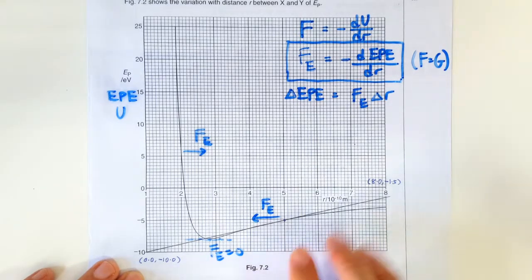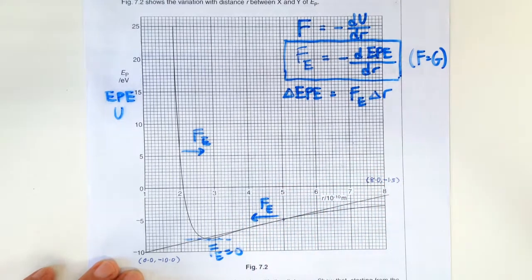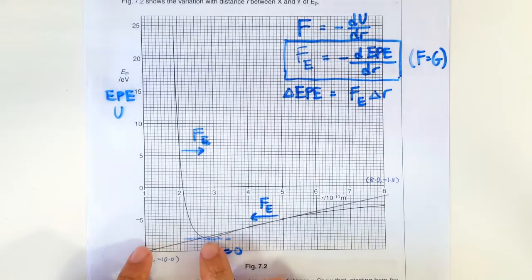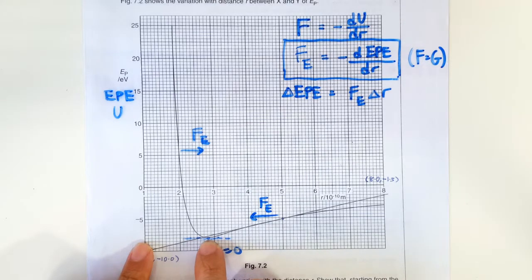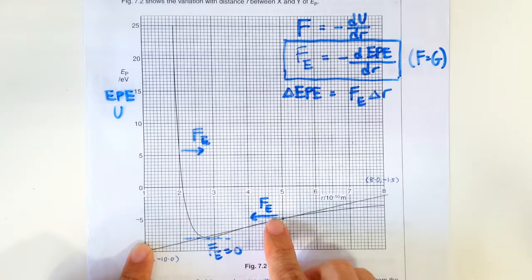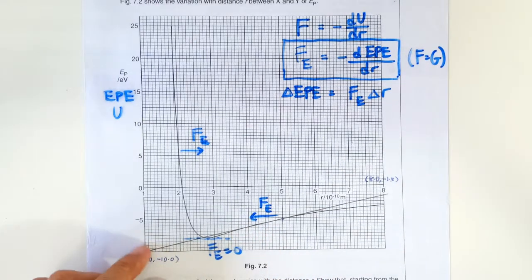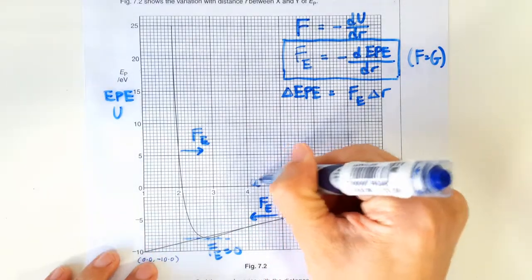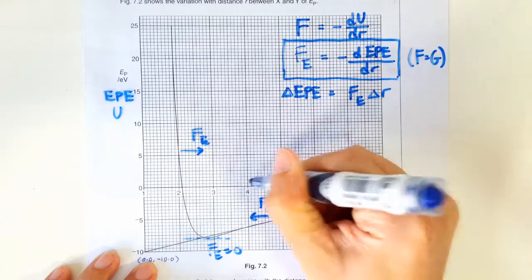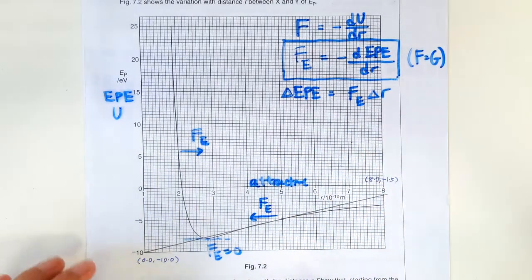Okay, so basically the situation looks like this. If the ions are separated by this distance, it experiences a zero electric force. That's why this is the equilibrium position. If you are further than this, if the separation is too big, then you experience an electric force that tries to reduce your separation. That's why this is an attractive force, because you are trying to pull the two ions closer together.